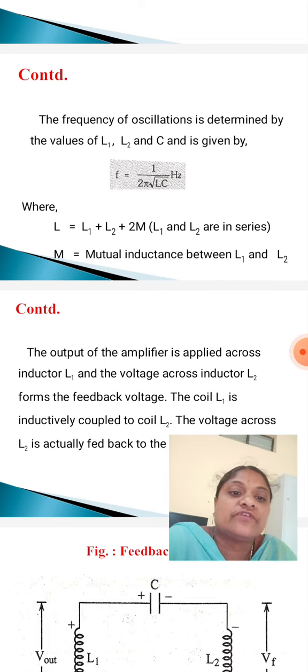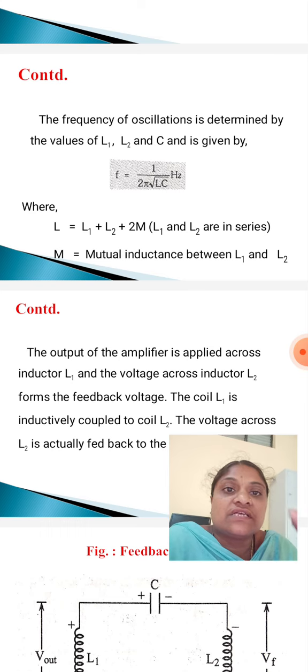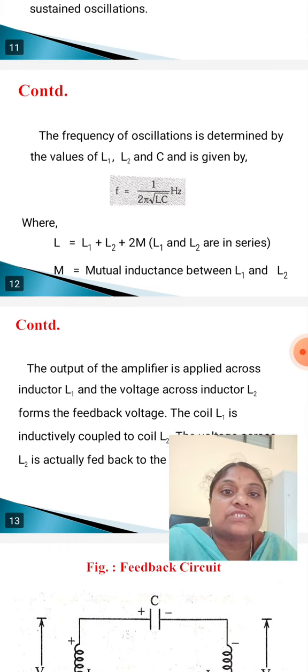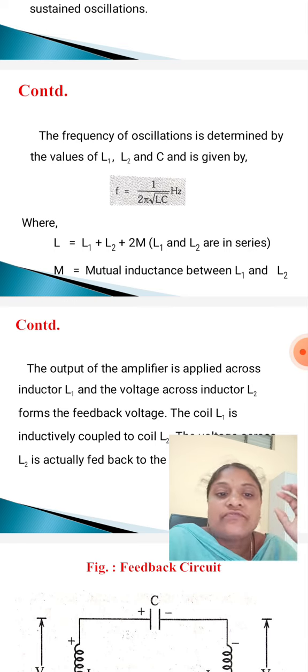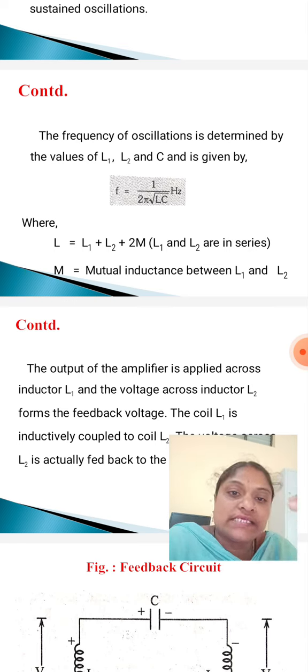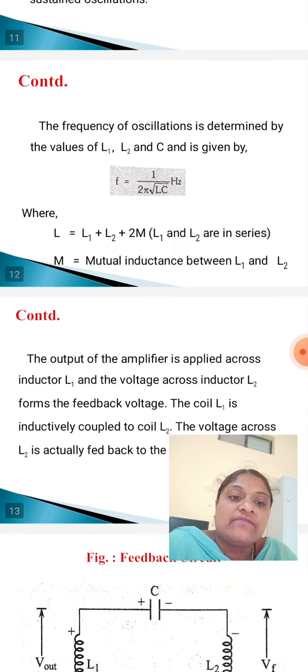I repeat this formula again. The frequency of oscillations is determined by the values of L1, L2 and C, and is given by F is equal to 1 by 2 pi root LC hertz, where L is equal to L1 plus L2 plus 2M. Here L1 and L2 are connected in series, where M is nothing but the mutual inductance between L1 and L2.